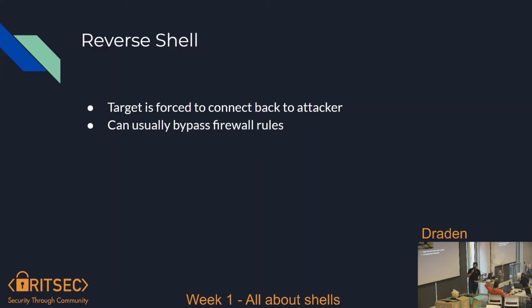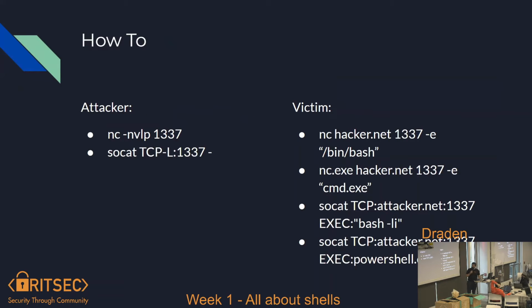It's where the target is forced to connect back to an attacker, and this can generally bypass firewall rules. As a general rule, reverse shells are easier to execute and debug. Obviously, since it's the reverse of a bind shell, the attacker is going to be the one that's listening, and then the victim will be connecting to hacker.net and sending them bin bash or something similar if they're on Linux, or cmd.exe if they're on Windows. And again, notice that we're using pipes there because you want your shell to work if you're attacking someone on Windows.